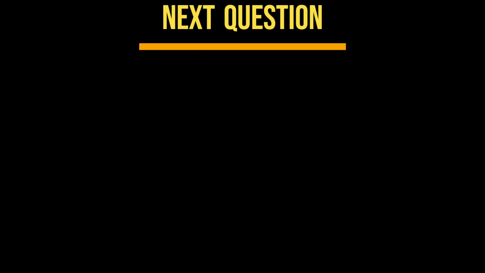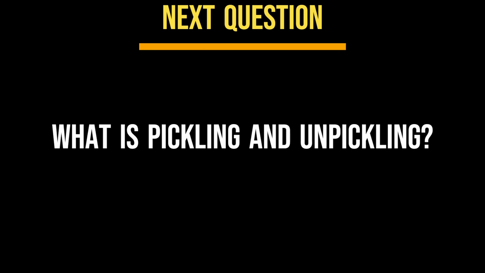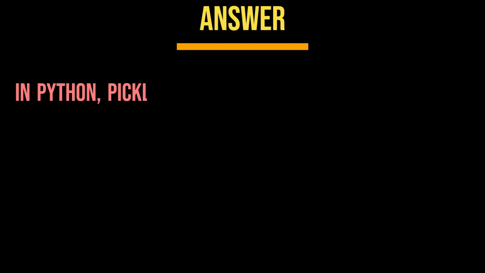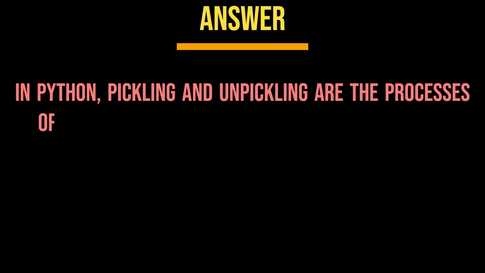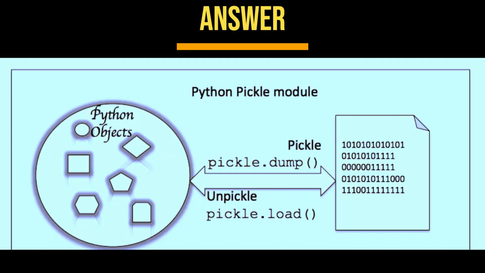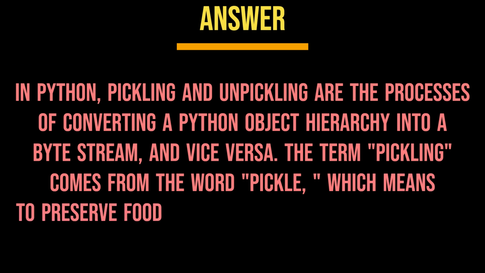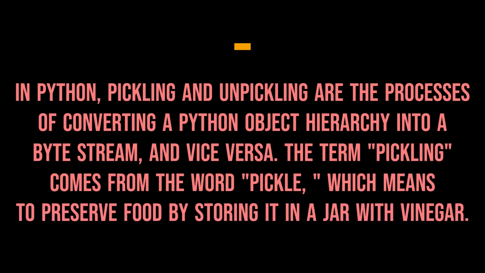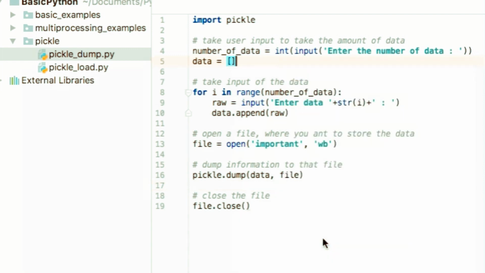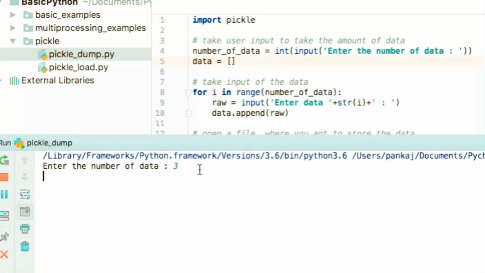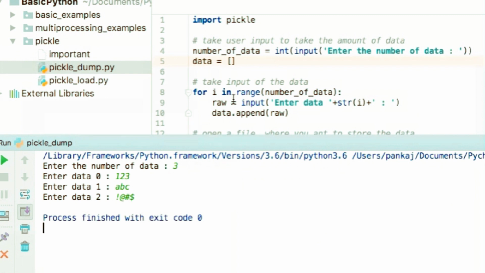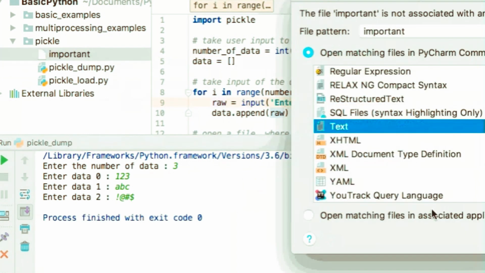Next most asked question is, what is pickling and unpickling? In Python, pickling and unpickling are the processes of converting a Python object hierarchy into a byte stream, and vice versa. The term pickling comes from the word pickle, which means to preserve food by storing it in a jar with vinegar. Pickling is used to store a Python object hierarchy, for example, a list, a dictionary, or a custom object, in a byte stream format, which can be saved to disk, sent over a network, or stored in a database.